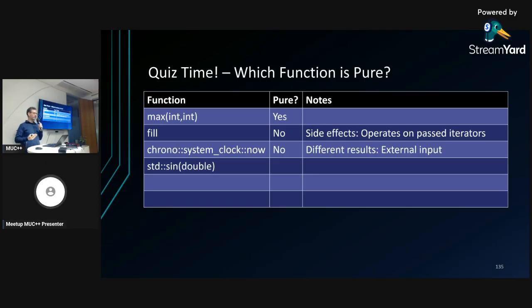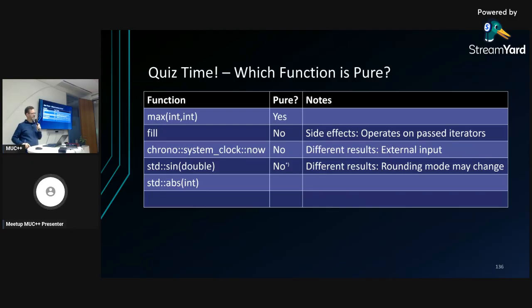std::sin with double, calculating the sine. Who thinks this is pure? And who thinks this is not pure? Yeah, it depends on global state because it depends on the rounding mode, although I'm not quite sure now if it may not be different per compiler in some ways.